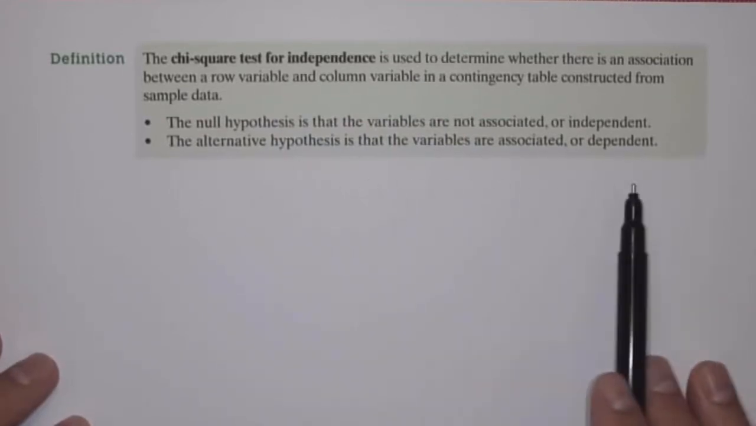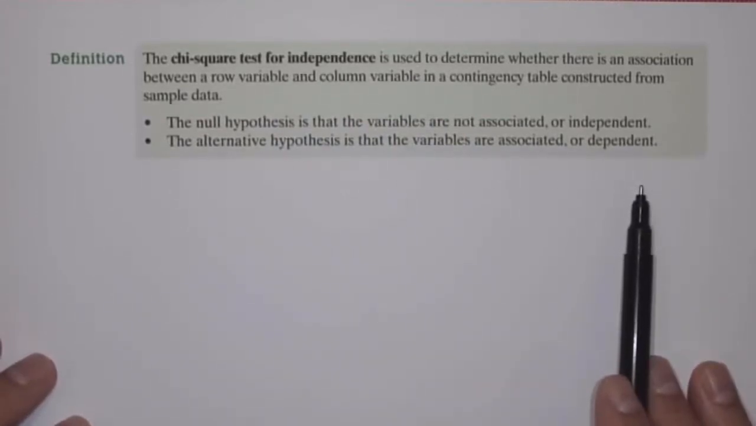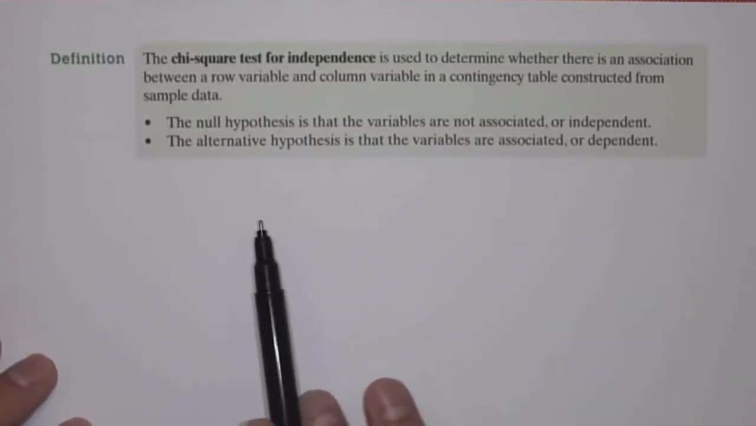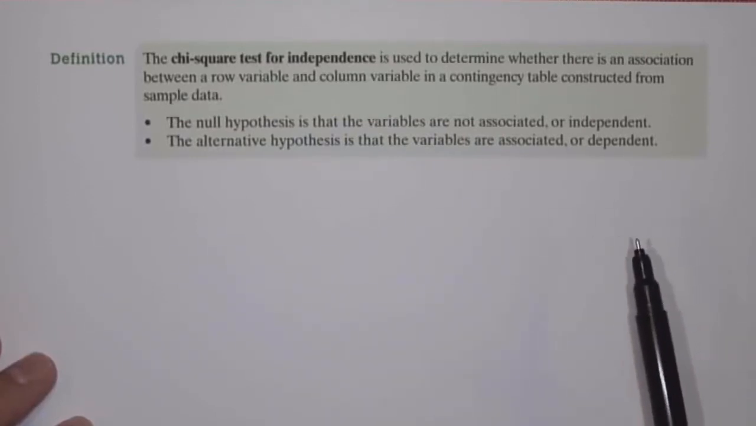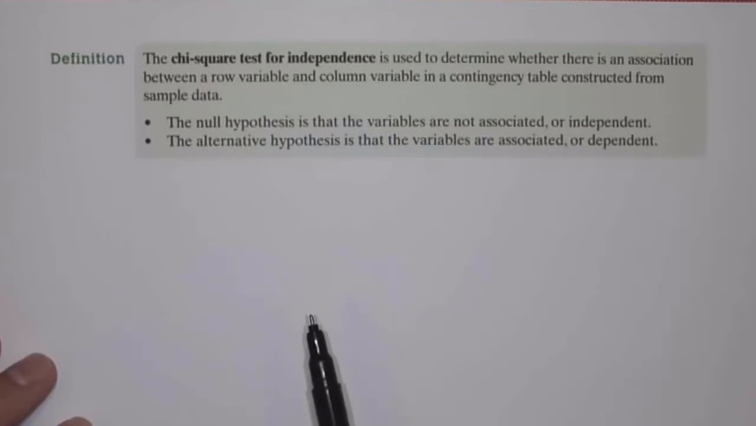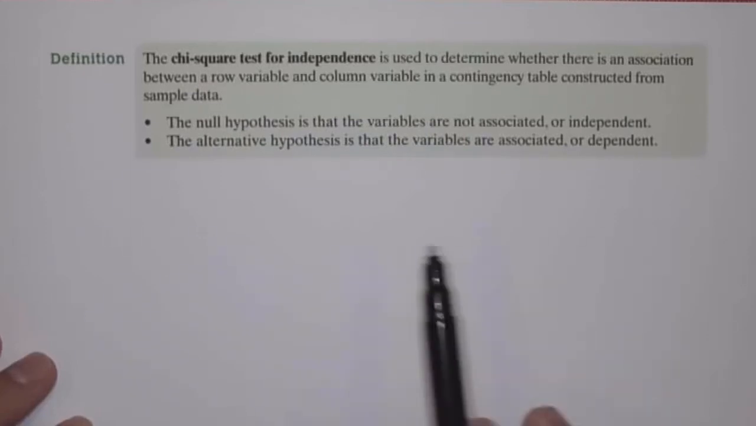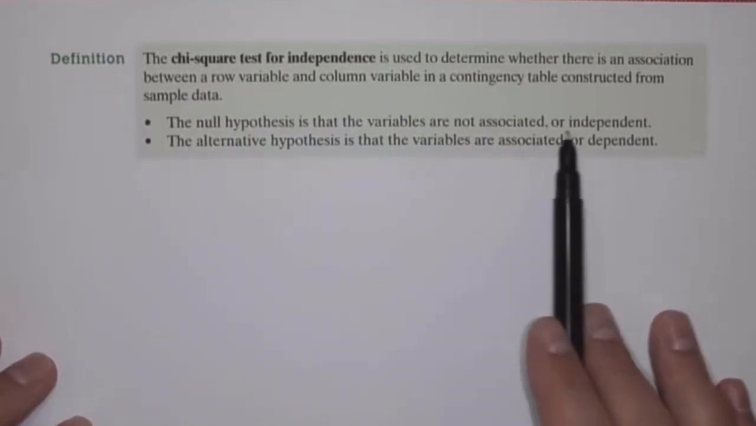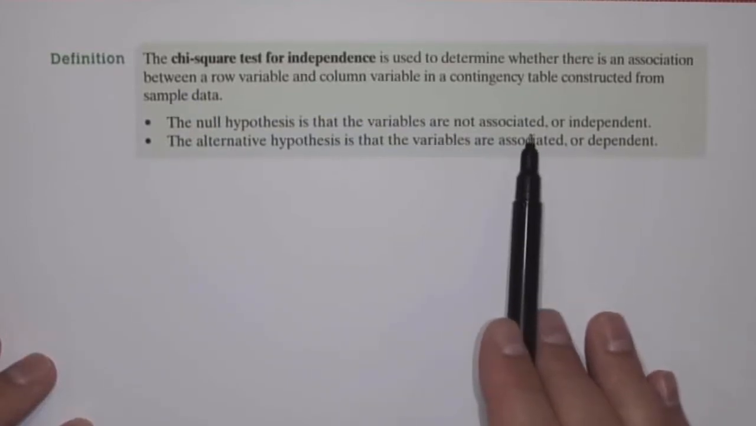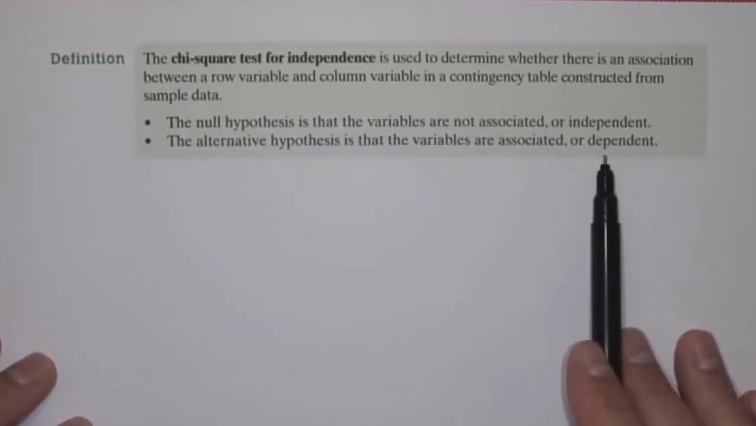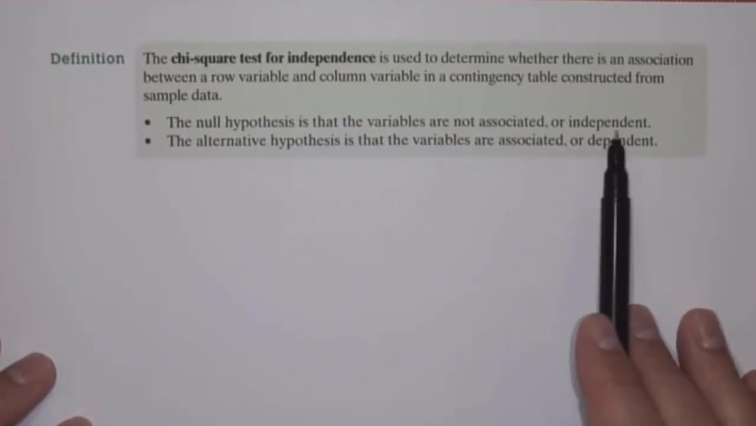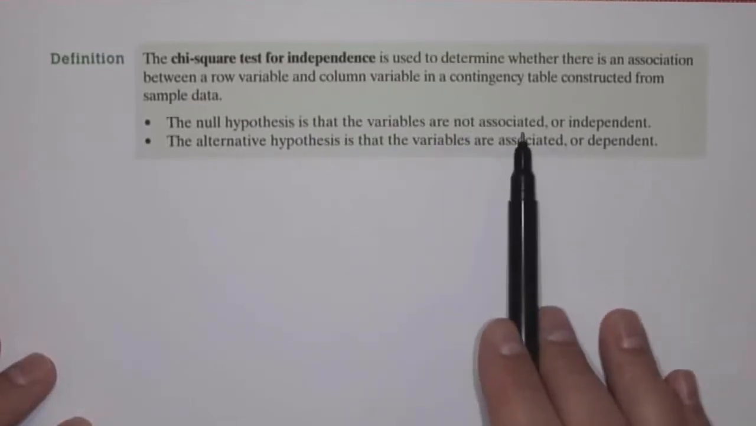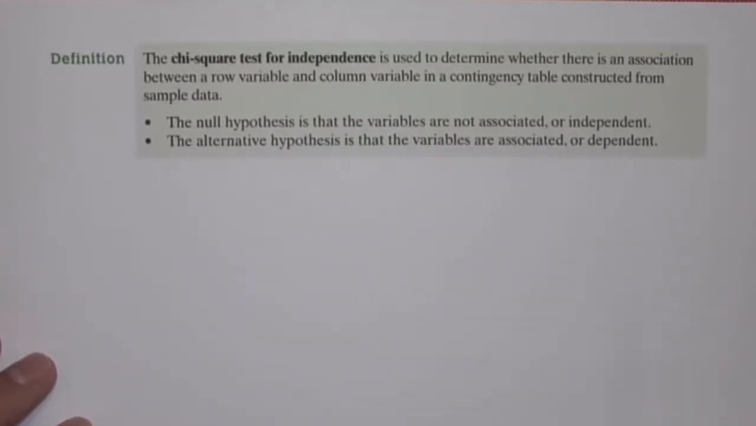So we're going to be looking at a contingency table, and again, what we're going to be looking at is, are the row variable and the column variable independent or dependent? Are they associated or are they not associated? And so again, our null hypothesis is going to be that they're independent, meaning they're not associated, and our alternative hypothesis will be that they are dependent or they are associated. So we're going to assume that they're independent, in other words, that they're not associated, unless our evidence indicates otherwise.